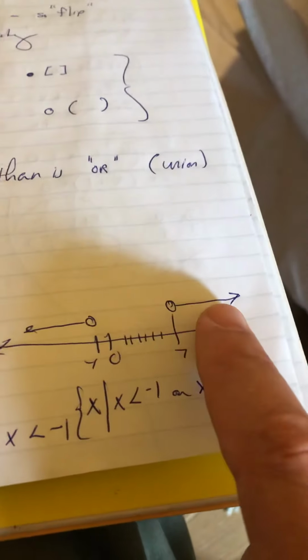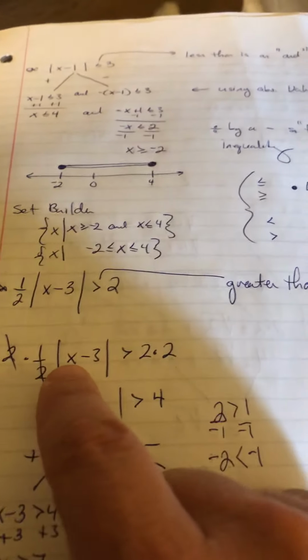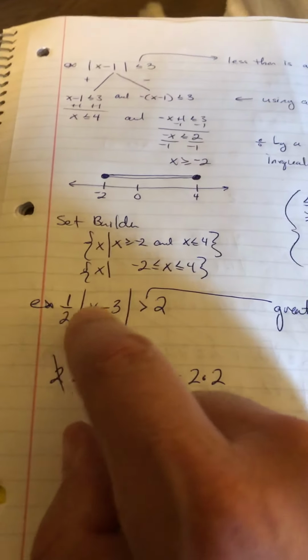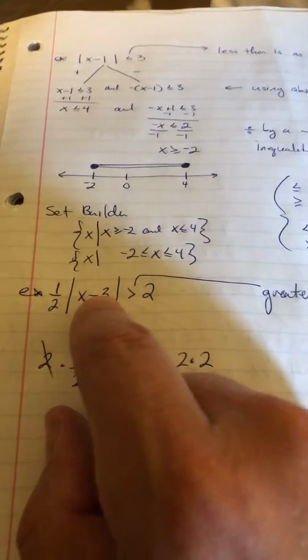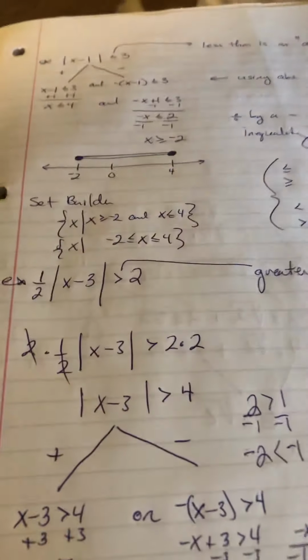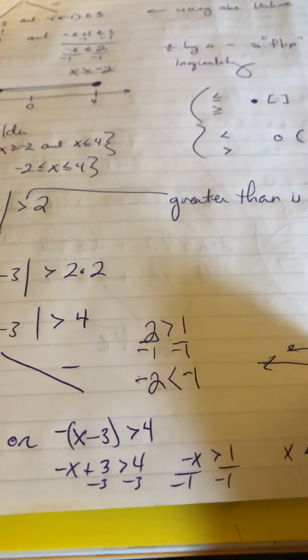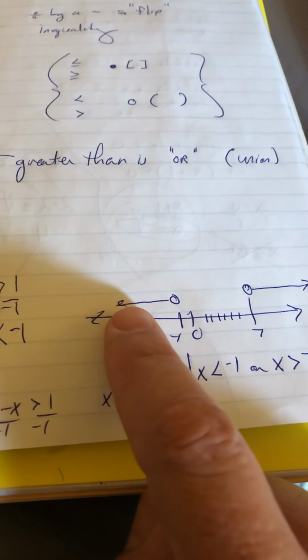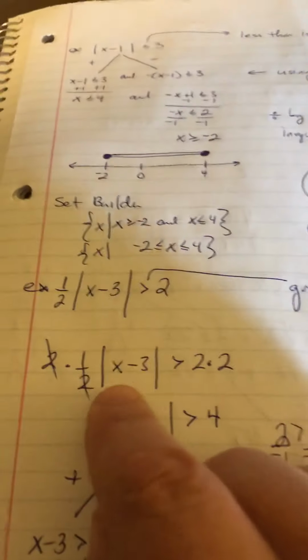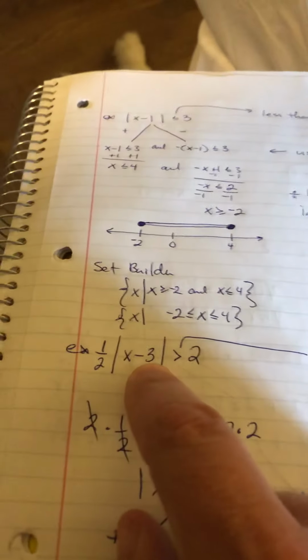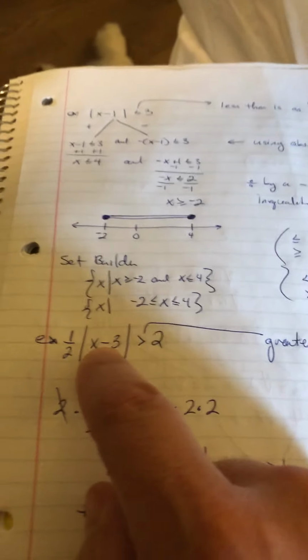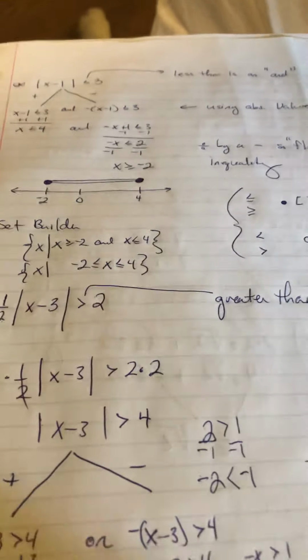So if I pick 8, and I plug it in to the original, 8 minus 3 is 5. A half of 5 is 2.5, and 2.5 is bigger than 2. And if I take a value like, say, negative 10, negative 10 minus 3 is negative 13. The absolute value of negative 13 is 13. A half of 13 is 6.5. 6.5 is bigger. So the values over here work and the values over here work.